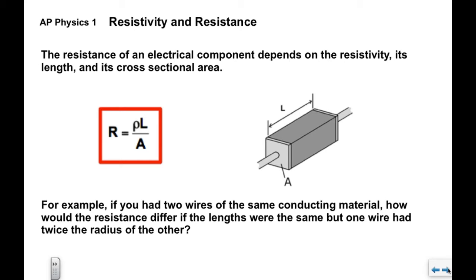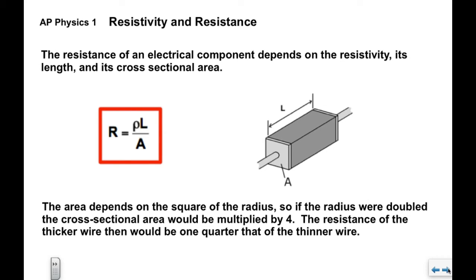Now, if you had two wires of the same material, and we have the same length, but one wire had twice the radius of the other, we would find that the area, the cross-sectional area, depends on the square of the radius. So if the radius were doubled, the area would be multiplied by 4, and the resistance of the thicker wire with double the radius would be 1/4 that of the thinner wire. Again, we see as the area increases, the resistance of the component goes down.